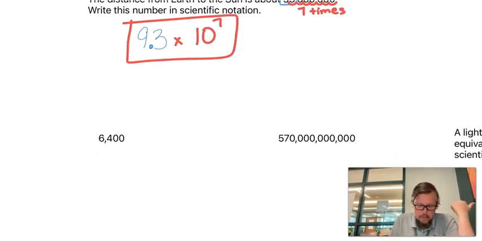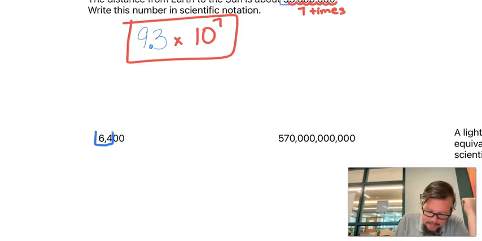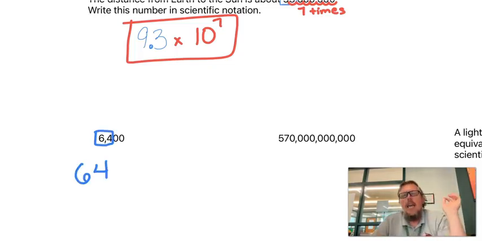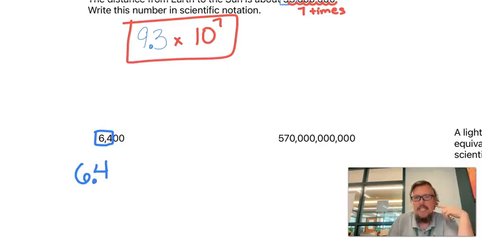So just like on the last one, we're going to look at first only at the numbers in front of all the zeros. And in this case, it's a 64. So we're going to start with 64. And we're going to place the decimal somewhere so that the number we get is between 1 and 10. Obviously, we're going to put it in between the 6 and the 4 to get 6.4. That's our number, 6.4. It's between 1 and 10.